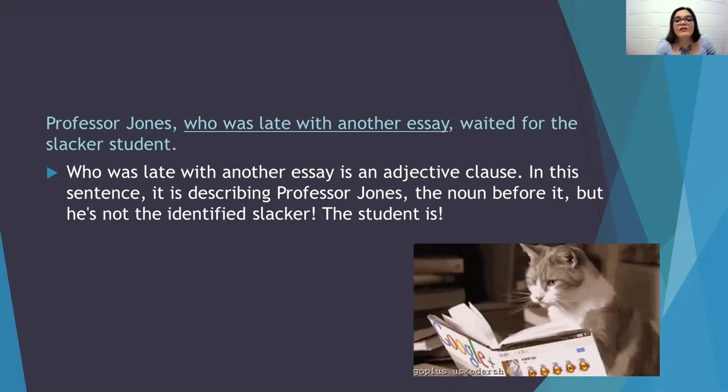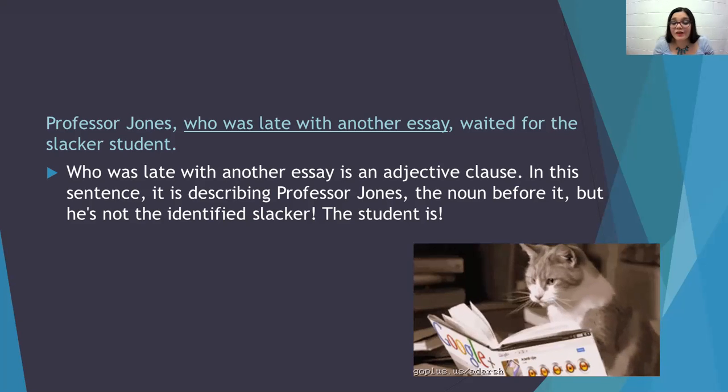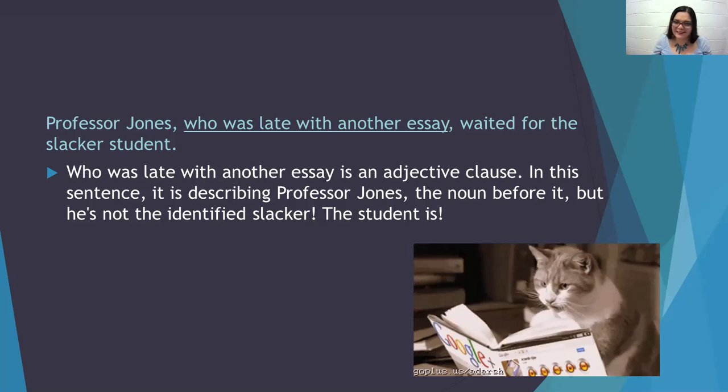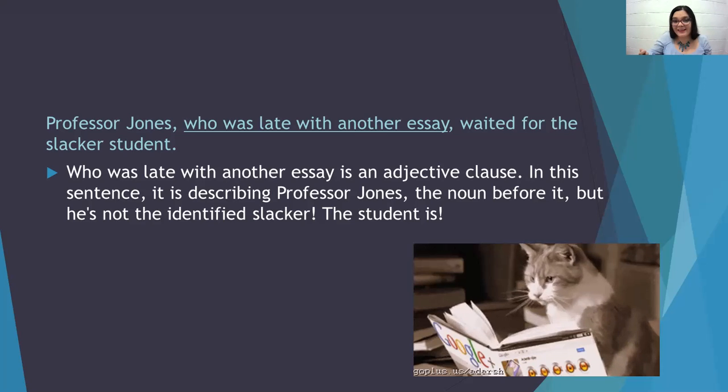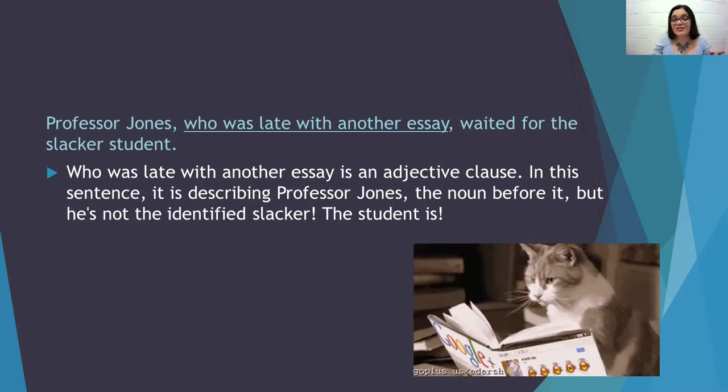Professor Jones, who was late with another essay, waited for the slacker student. Who was late with another essay is an adjective clause. In this sentence, it is describing Professor Jones, the noun before it, but he's not the identified slacker. The student is a slacker because he was submitting the essay late again. So the position where you place this clause matters, and it changes the meaning of the sentence, creating a misplaced modifier.